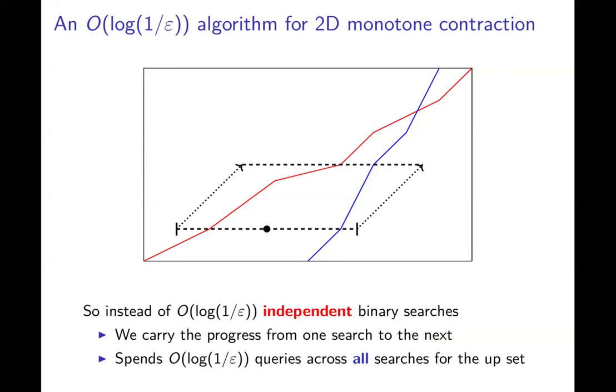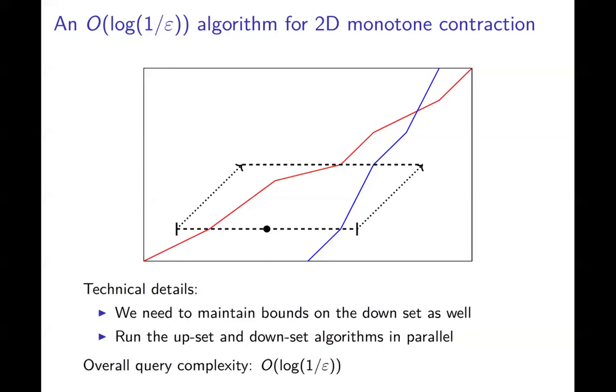We conduct in total a logarithmic number of independent binary searches and carry the progress from one search to the next. We spend a logarithmic number of queries across all searches for the upset. A slight technical detail is that we need to maintain bounds on the downset as well, and we run the up and downset algorithms in parallel. The overall complexity, due to the transferring of the bounds to the next slice, is log 1 over epsilon.